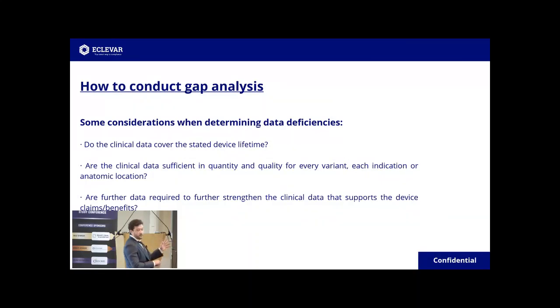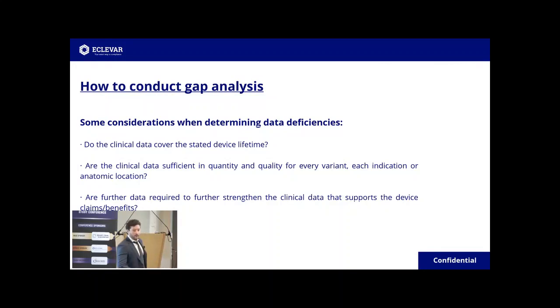You ask these questions. Do you collect clinical data that cover the lifetime of your device? Do the clinical data cover every variant, every indication, every anatomic location, unless you prove that the clinical data for one variant could be extrapolated to another? Are further data required to strengthen the clinical data that support the device claims and benefits?